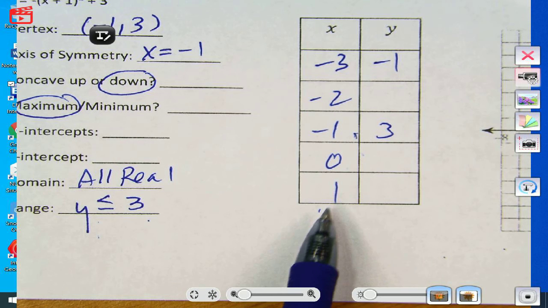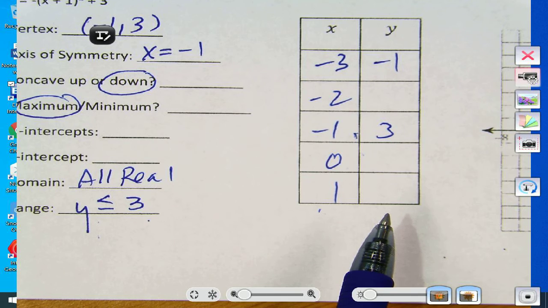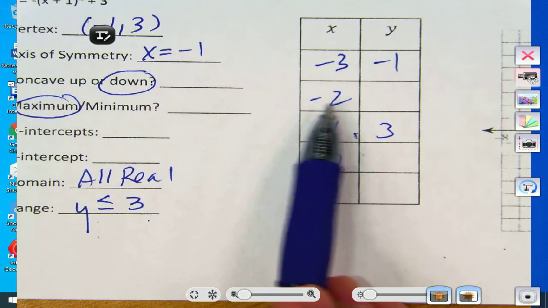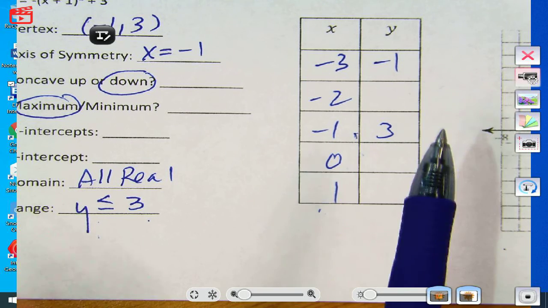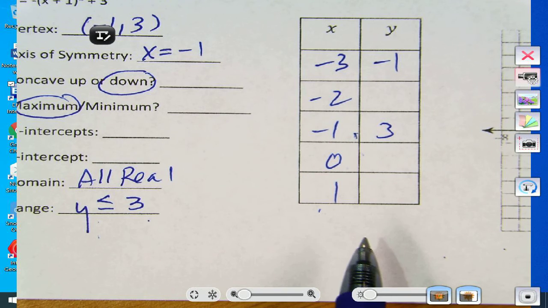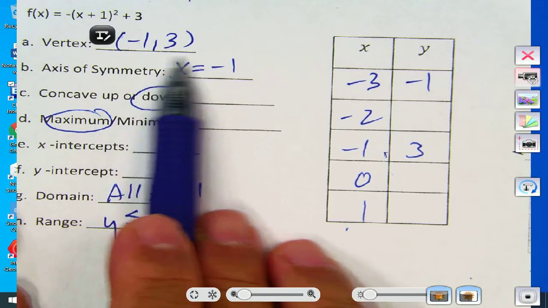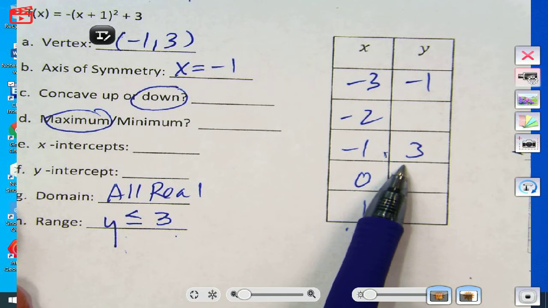All right, let's talk about the x-intercepts. Here, I'm going to be very lenient on what you think the x-intercepts are. I'm going to look at your graph to look at your answers. In my graph, my x-intercept is about negative 4.5, and my x-intercept over here is about 0.5. So I will be looking at your graph to determine your x-intercepts.